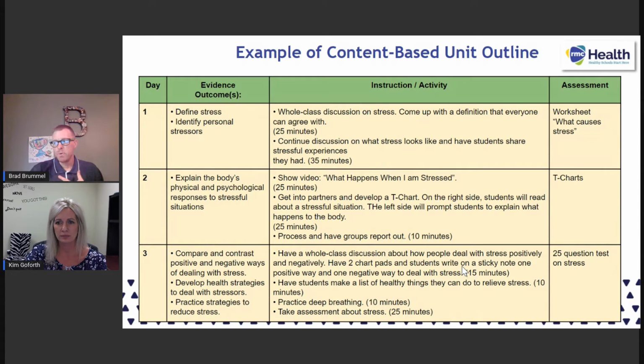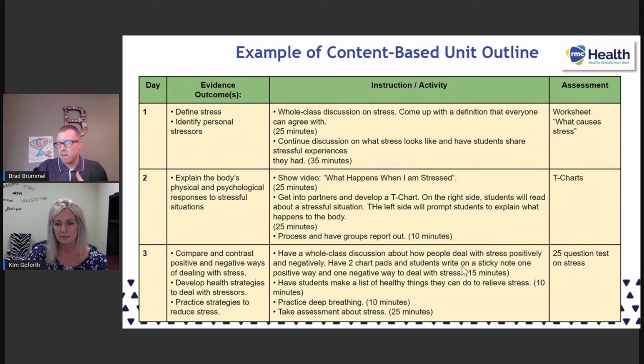And day 2, they're going to watch a video, get into partners, develop a T-chart, some activities that are very commonly seen in health education classrooms across the nation. This outline is not a bad outline. It's a content-based outline. And so that's what we're trying to do. We're trying to compare the two. You can see on day 3, they are going to have another whole class discussion.